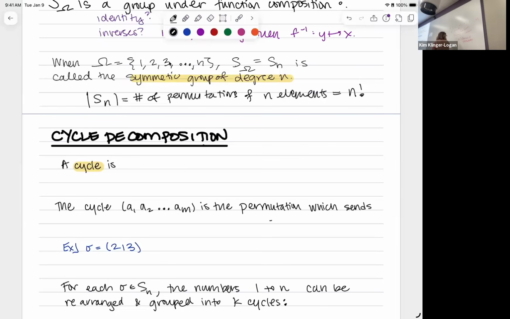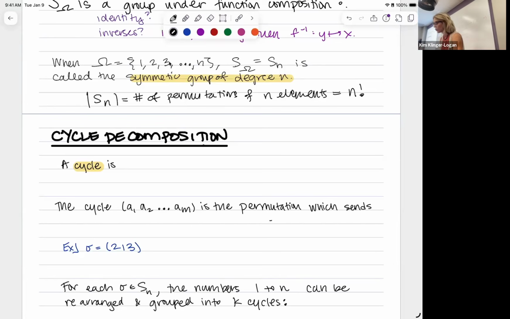So let's say I chose a particular sigma. Hate this board so much. Why is it like this? Let's say I chose a particular sigma, and I'm going to send 1 to 2 and 2 to 3 and 3 to 4, something like this, right? And I will send n back to 1. Okay, so I can say where every single element goes, and there's a shorthand way to do this, and that's what a cycle does.